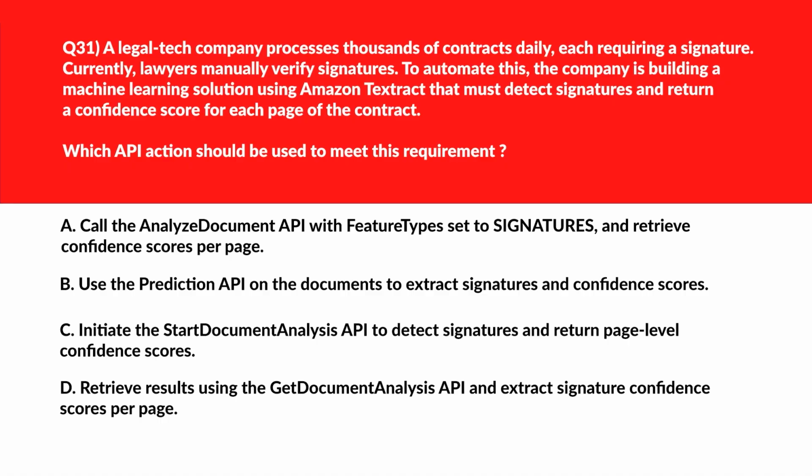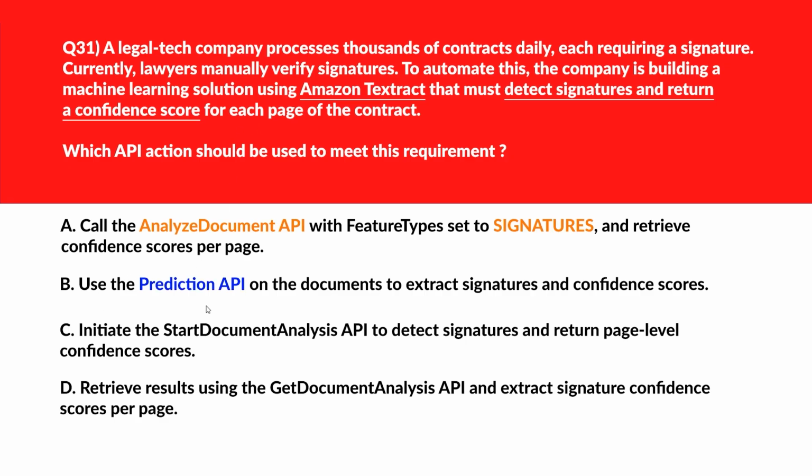Alrighty, let's look at option A first. A says call the analyze document API with feature types set to signatures and retrieve confidence scores per page. Analyze document with signatures extracts signature elements and includes confidence scores in the response. Looks good because that's what we are looking for. We'll keep it. We'll now move to B.